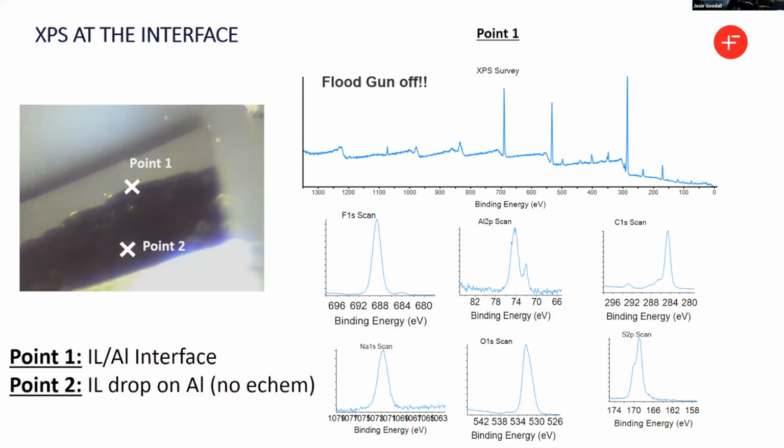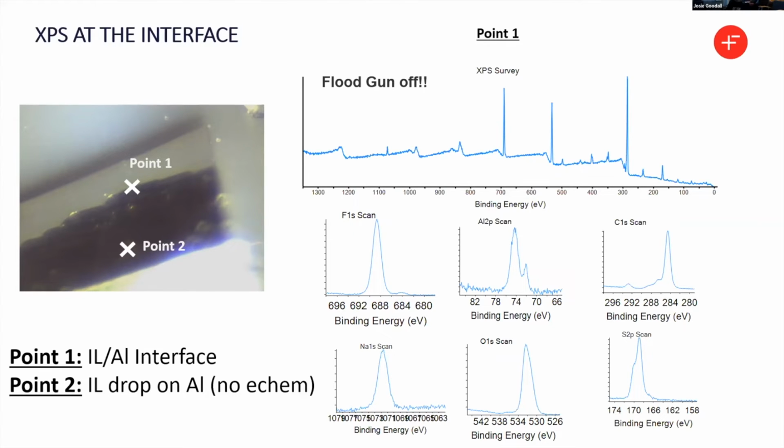When we started looking into the cycling inside, what we saw was that with the flood gun on, which is the standard process, by default the flood gun is on, we couldn't see anything happening to the sodium salt and the ionic liquid, because whatever bias or charge we are giving from outside is compensated by the flood gun. For that reason, we stopped the flood gun and then started looking into the electrochemical processes, and then we found some interesting bits happening in here.